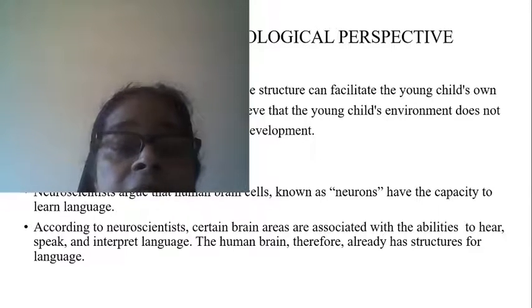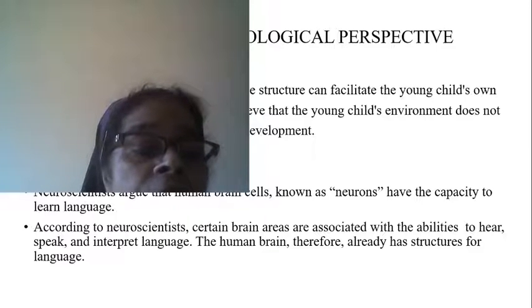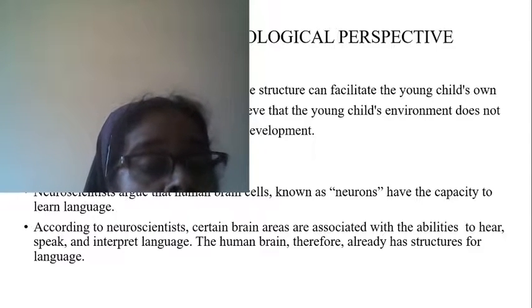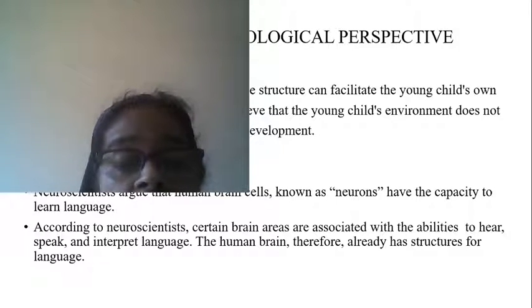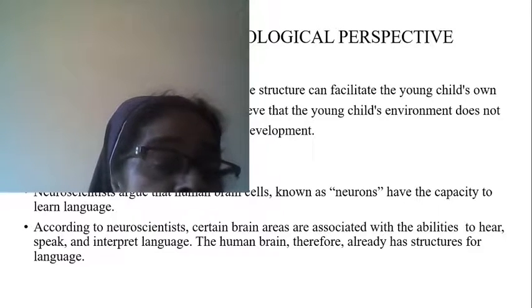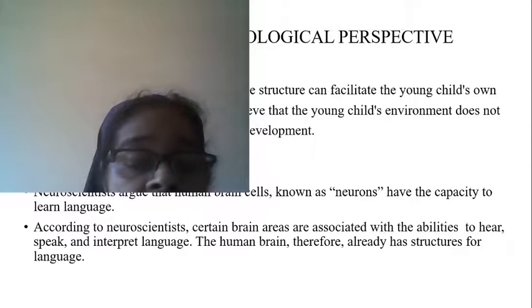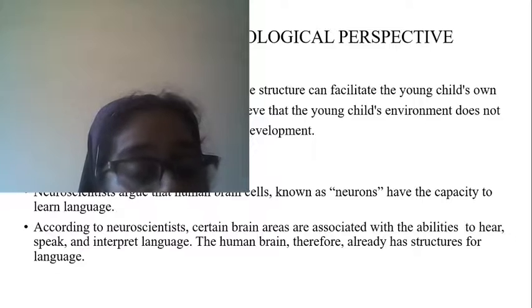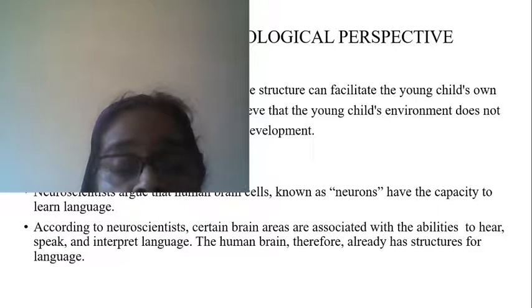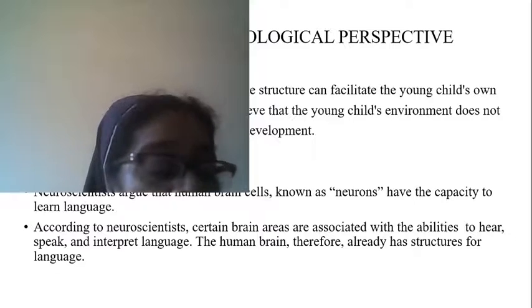They facilitate the young child's own attempt to communicate. Neurobiological perspective. Neuroscientists argue that human brain cells known as neurons have the capacity to learn language. According to neuroscientists, certain brain areas are associated with the abilities to hear, speak, and interpret language. The human brain, therefore, already has structures for language.